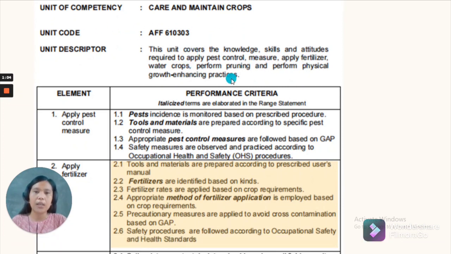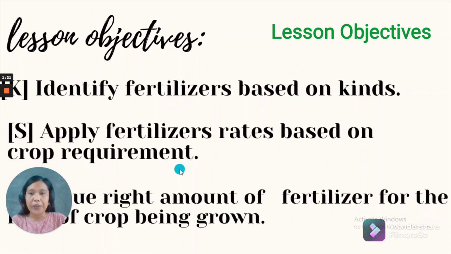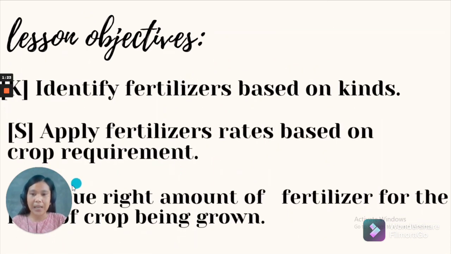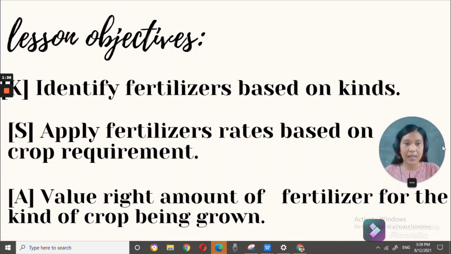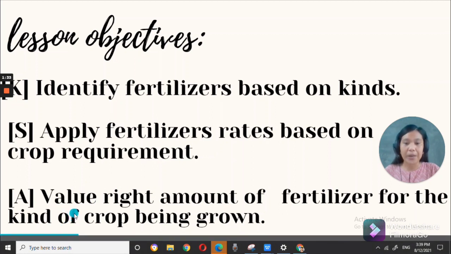skills, attitudes in applying pest control measures, applying fertilizer, watering crops, performing pruning, and performing physical growth enhancing practices. But specifically, we will be dealing with fertilizers. Okay, our learning objectives are as follows. Number 1, identify fertilizer based on kinds. Number 2, apply fertilizer rates based on crop requirement. 3, value the right amount of fertilizer for the kind of crop being grown.